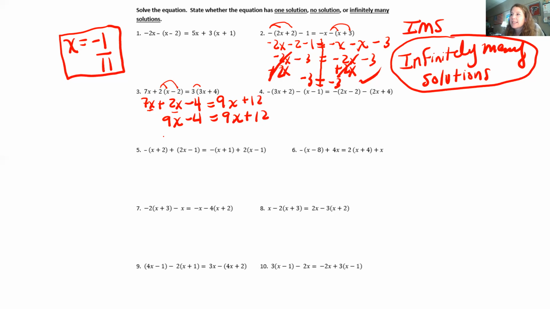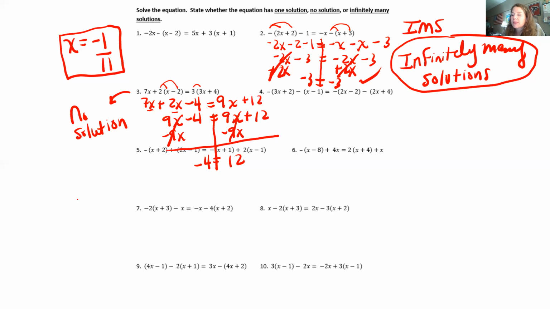I want to get my x's together, so when I subtract 9x from both sides, well, these both cancel, don't they? And what am I left with? I'm left with -4 is equal to 12. Do you agree with that? Is that true? Does -4 equal 12? Nope, that is not true. So that means that no matter what I plug in for x, these two expressions will never be equal. So number 3 means I have no solution.